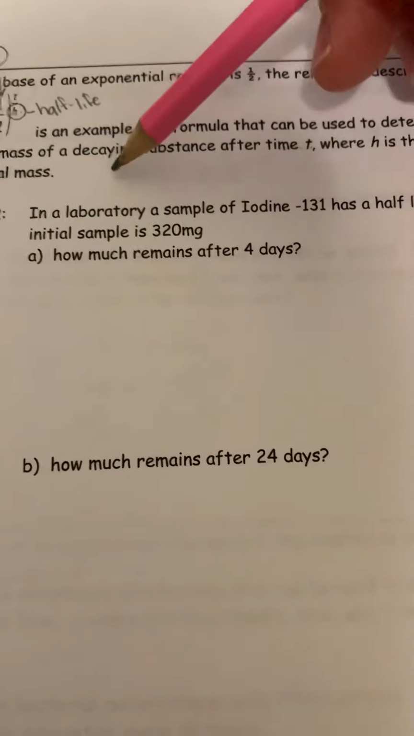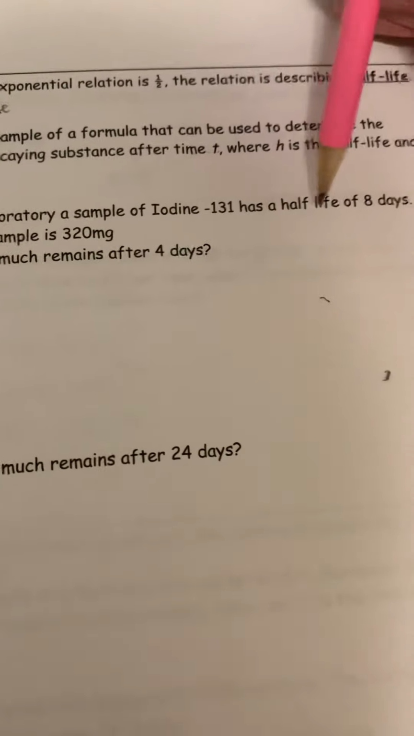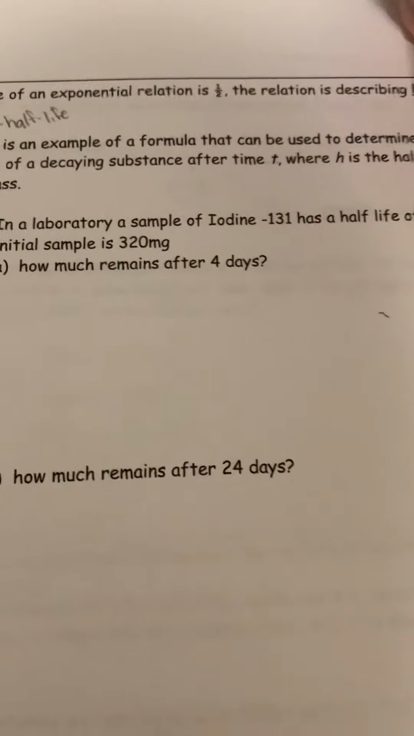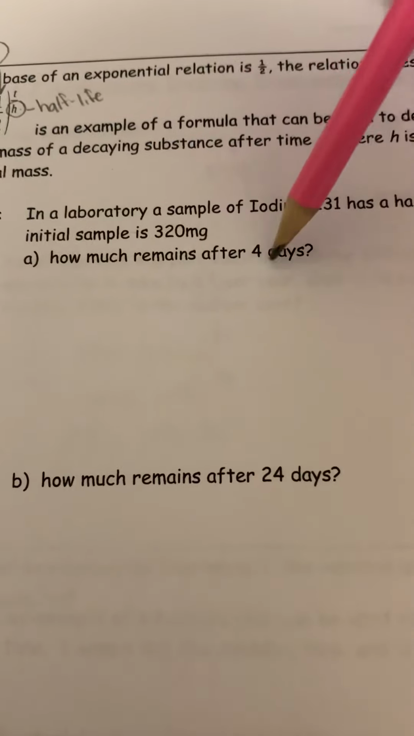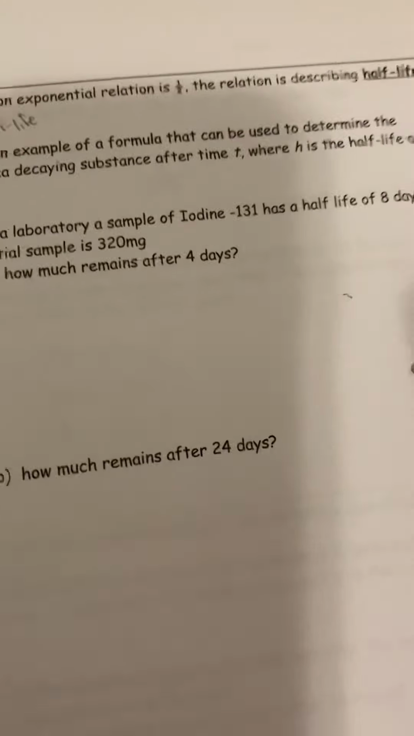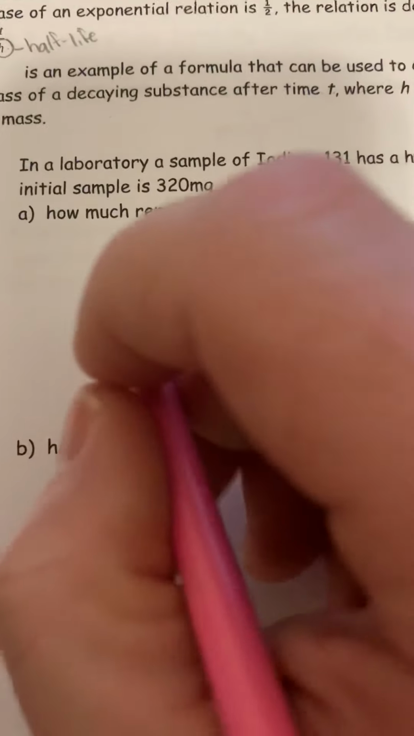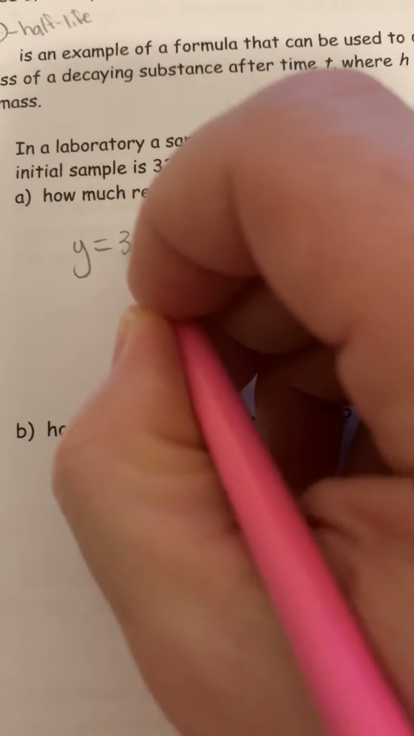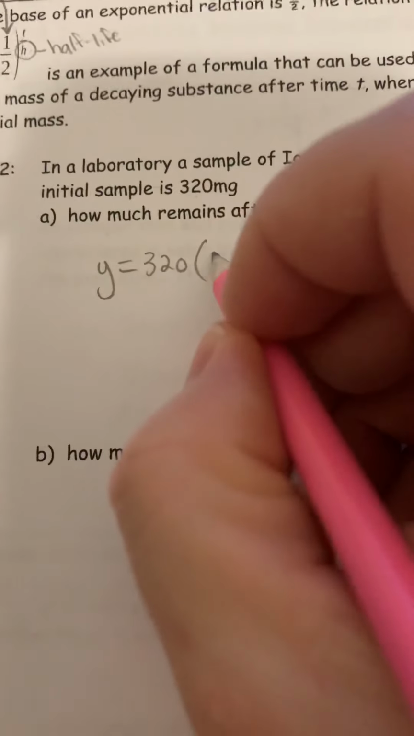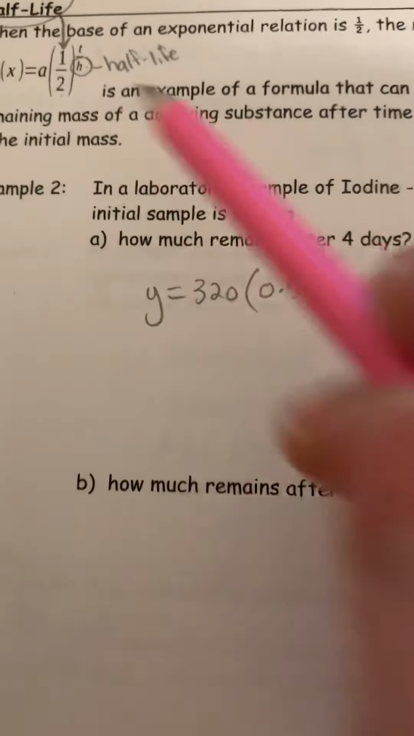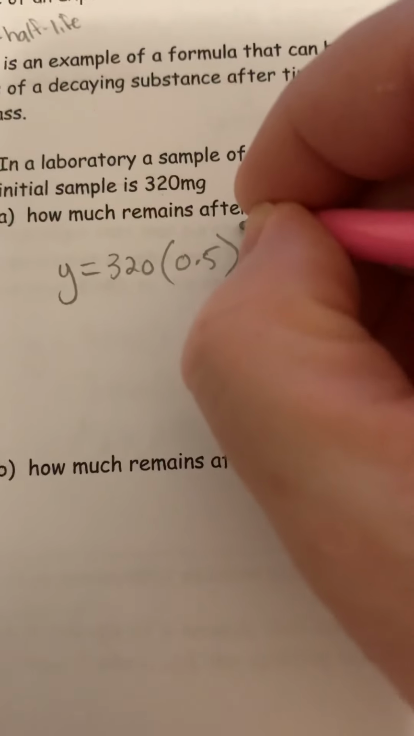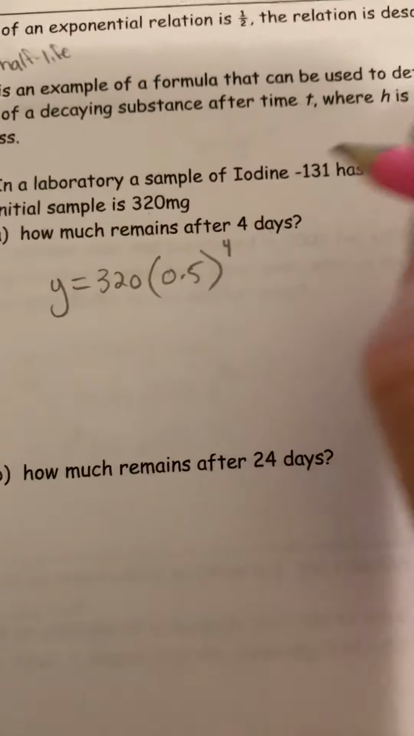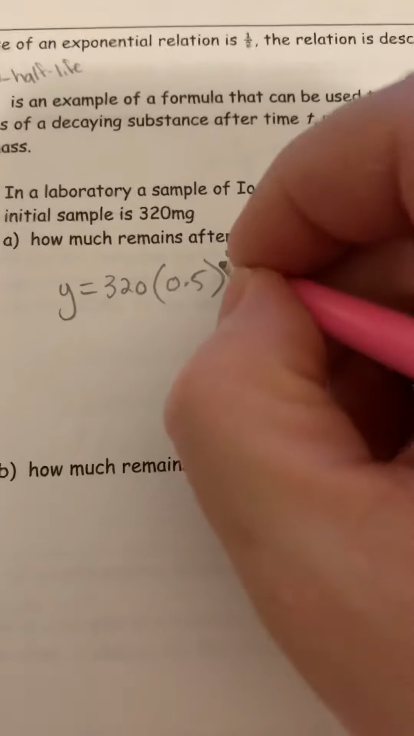Okay, number 1. In a laboratory, a sample of iodine has a half-life of 8 days. The initial sample is 320. How much remains after 4 days? So y equals, our initial amount is 320, times, you could put 0.5, it's fine, instead of a half. Since it's a real life question, it's okay to use decimals. T is 4, that's our time, and we divide it by the half-life, which is 8.